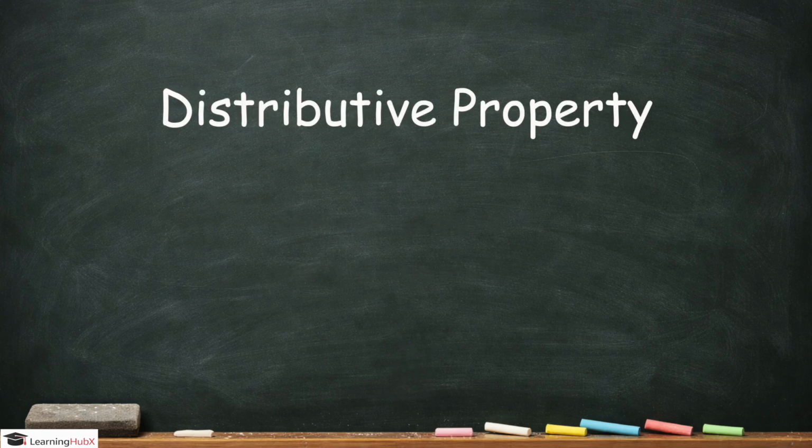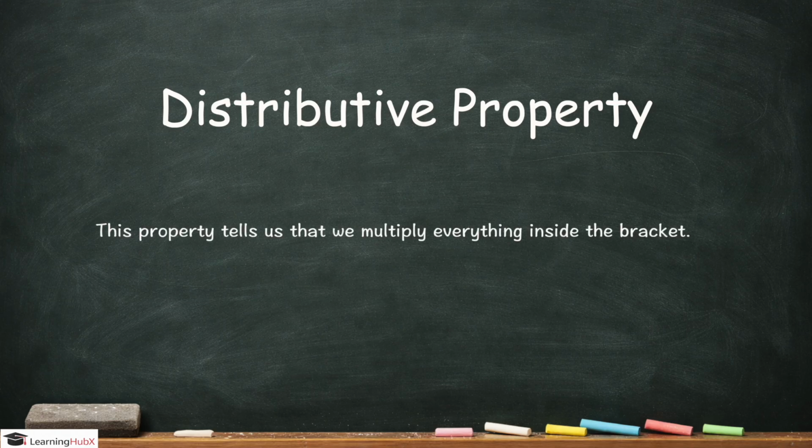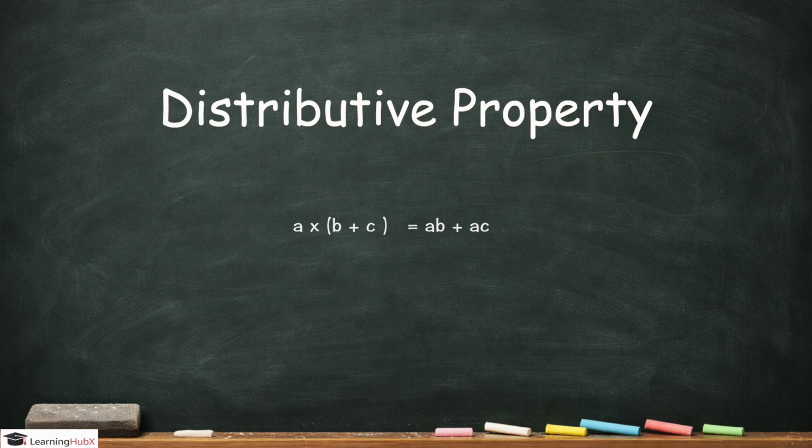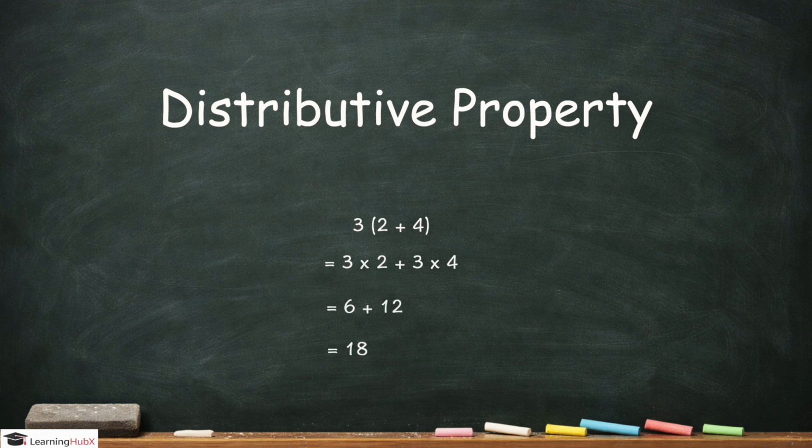Next, let's talk about the distributive property. This property tells us that we multiply everything inside the bracket. A times open bracket, B plus C, close bracket, equals A times B plus A times C. Now let's look at an example. 3 open bracket, 2 plus 4, close bracket, equals 3 times 2 plus 3 times 4, equals 18. So remember, multiply every term inside the bracket.